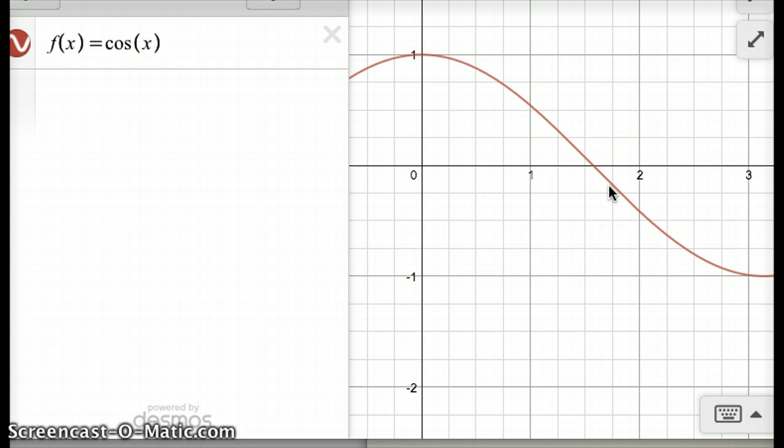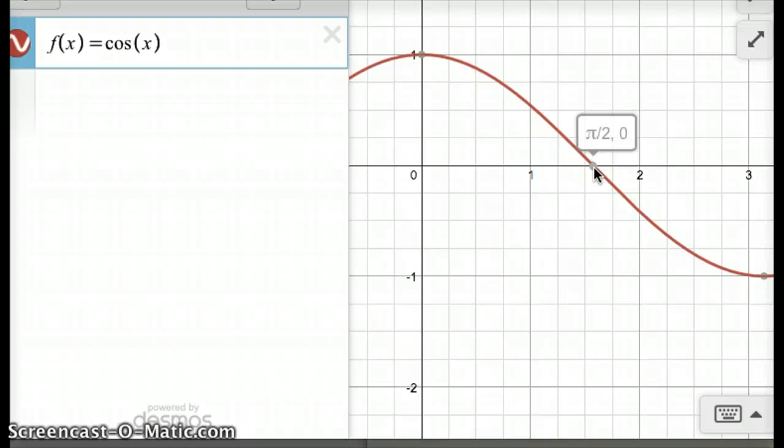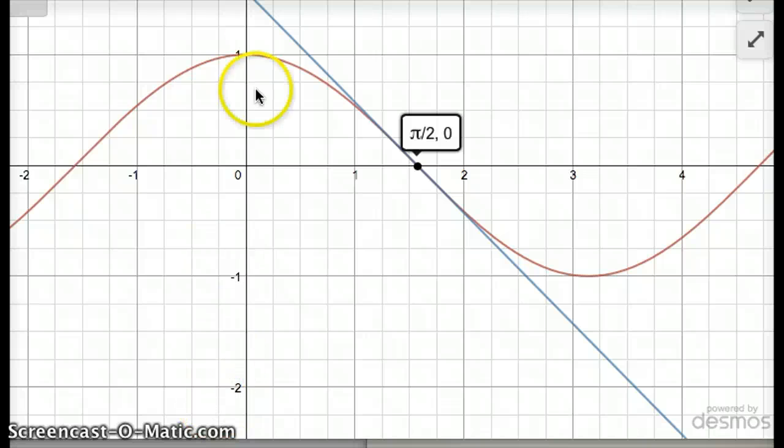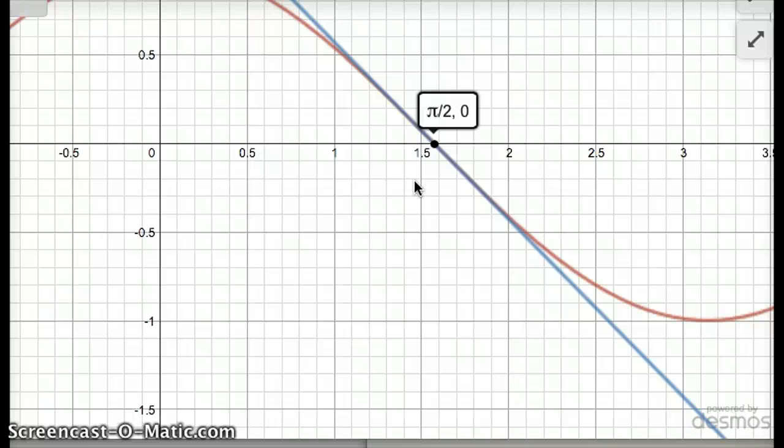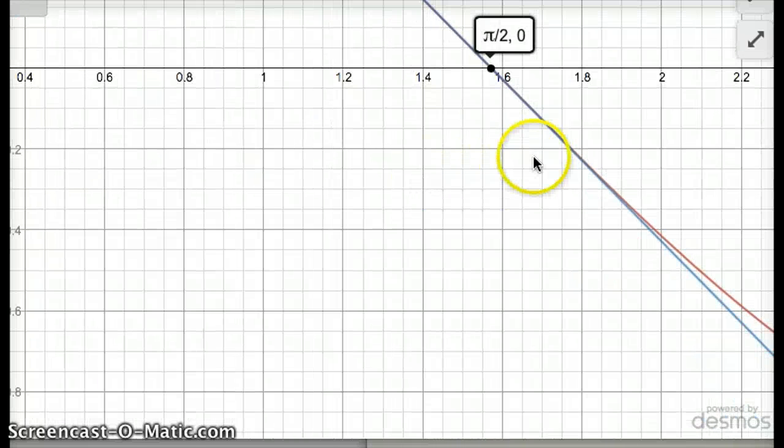That means I need to pick an easy point nearby. In fact, there's a really good choice. What point do you know is on the cosine function that's near x equals 1.75? Sure, you know this point right here. This is pi over 2. So I'm going to use pi over 2, and I'm going to find the equation for a tangent line, which is this blue line. And then I'm going to zoom in here so you can see. And then I'm going to plug in 1.75 into the blue line. And as you can see from this picture, the answer should be really, really close to what cosine equals.